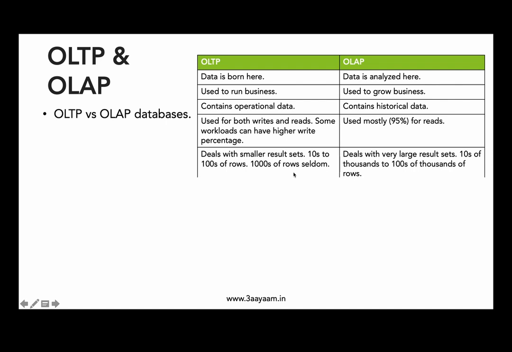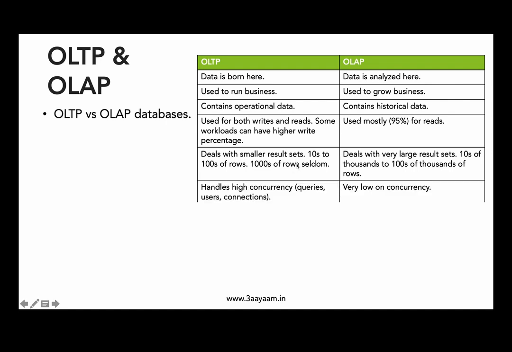But that is again very rare. And because the result sets are smaller, OLTP data stores can handle high concurrency. When I say concurrency, the concurrency can be from queries or users or connections, meaning that OLTP data stores can run hundreds of queries or thousands of queries per second, or it can handle thousands of users running queries on the data store per second.